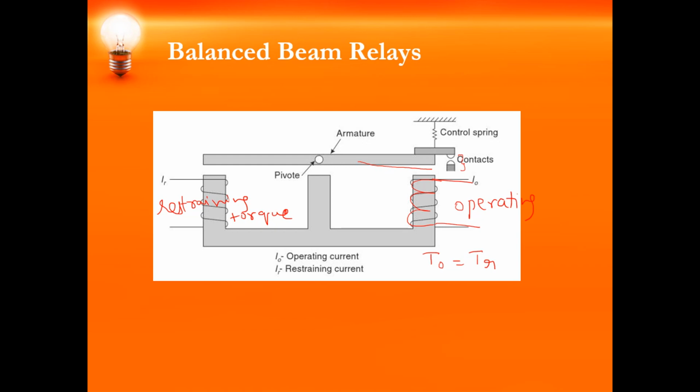So the remaining types of electromagnetic relays, that is balanced, moving coil type, polarized type, reed type, will be explained in the next video.